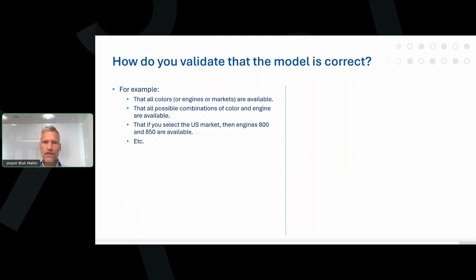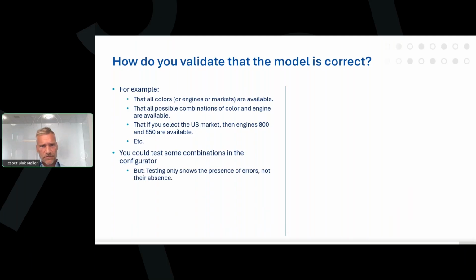But how do we ensure that the rules that we have defined in this product model are correct? For example, how do we ensure that all the colors are available, or all the engines, or all the markets are available, or that all possible combinations of, for example, color and engine are available in some market, and so forth?